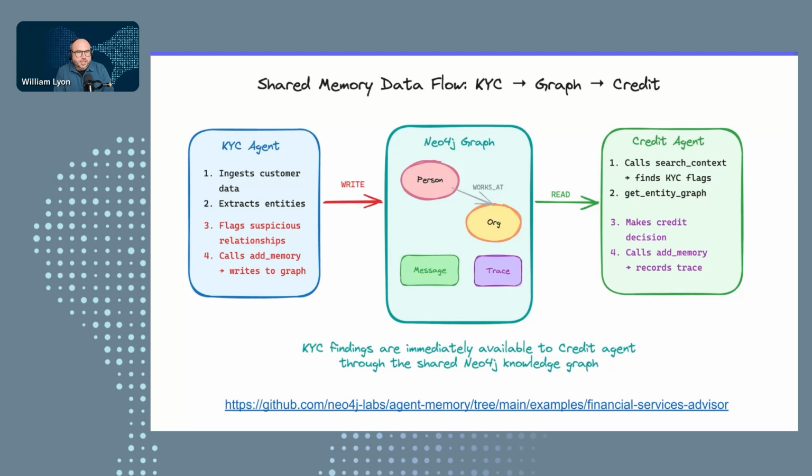And so a typical workflow might be something like this, where the know your customer agent is ingesting new customer data, going through this entity extraction. Maybe it has some process for flagging suspicious transactions, and this can happen just in the memory layer. So in the memory layer, the KYC agent maybe flags that, oh, this is a suspicious relationship. That's immediately available for, say, the credit agent to pick up on, because that is in the shared memory layer.